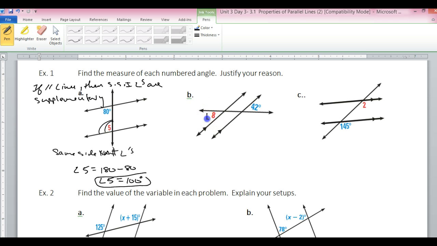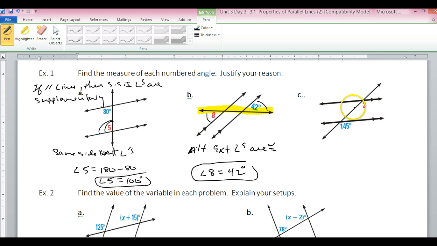Looking at the next one, angle 8 and this 42-degree angle. What do we notice about those? Those are alternate exterior. If this is my transversal, they are on opposite sides of the transversal. They are both exterior, so they're alternate exterior angles. What did we say up above that alternate exterior angles were when lines were parallel? We said alternate exterior angles are congruent. So angle 8 is 42 degrees right away.